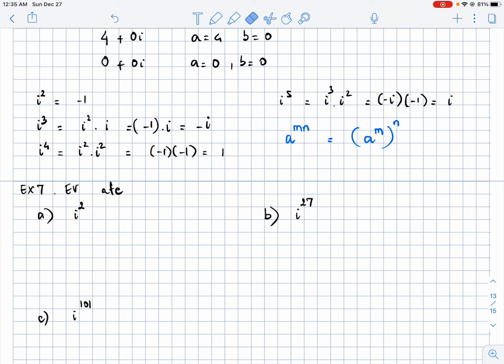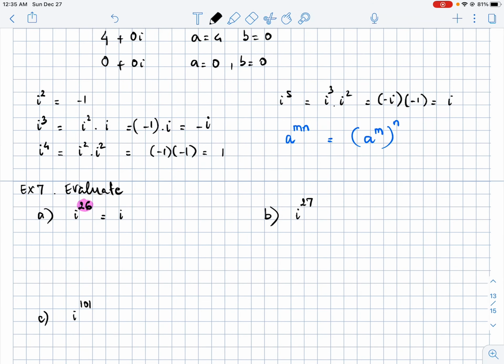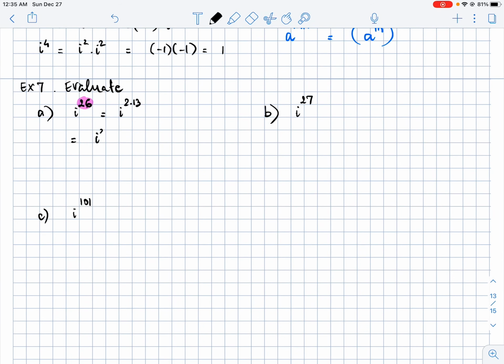I'm going to think about 2 because I have i squared. 26 is like 2 times 13, right? And then I use the formula in algebra, so that is i squared to the power 13. And we know i squared is negative 1, to the power 13. So negative 1 and 13 is odd, then the answer will be negative 1.